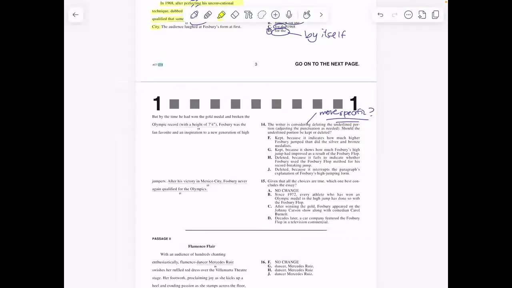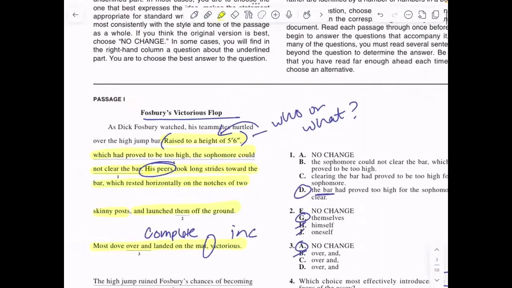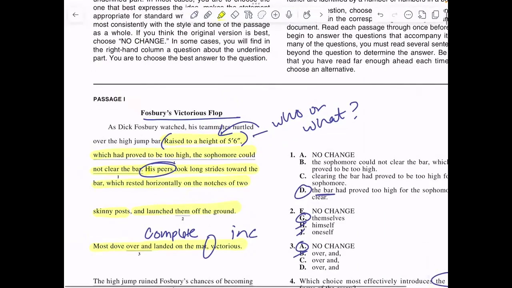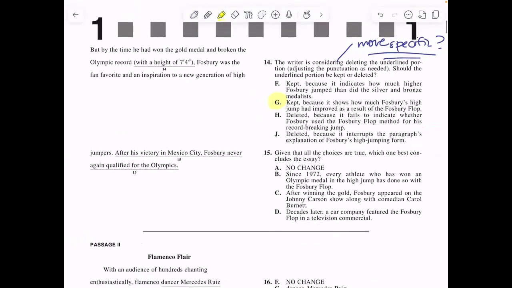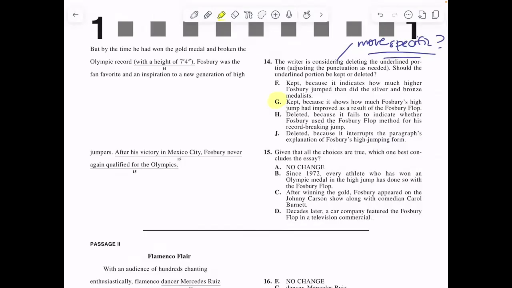Did they give us his initial height? Yes, 5'6" at the beginning. Good. So that's something to clarify. So I would go G on this one. It does show us how much his high jump has improved as a result of his technique. So again, if it's more specific, more detailed, we do want to keep that versus deleting it.